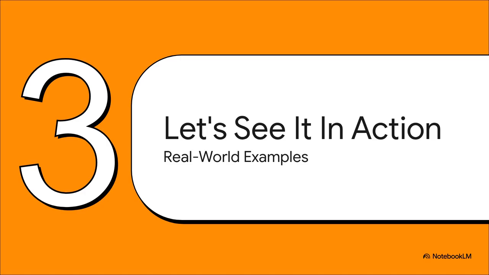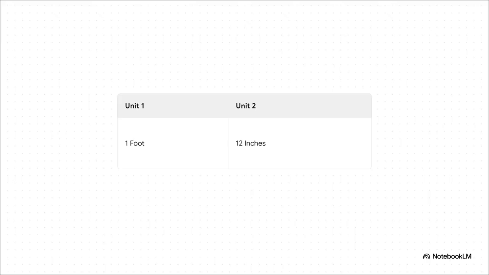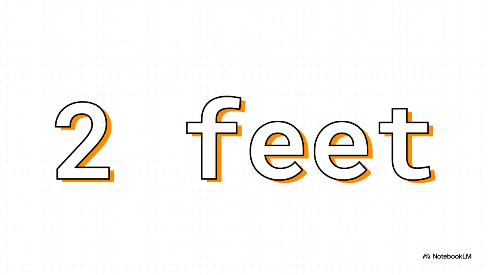Okay, let's start with a classic. You've got 24 inches, and you need to know how many feet that is. So let's run it through our checklist. Step 1, direction. We're going from inches to feet. That's from a smaller unit to a larger one. Step 2, tool. Since we're going larger, the rule says we divide. And finally, step 3, the fact. We know that 1 foot is equal to 12 inches. So all we have to do is take our 24 inches and divide by 12. And of course, that gives us 2 feet. Simple, clean, it works every single time. See how easy that was?